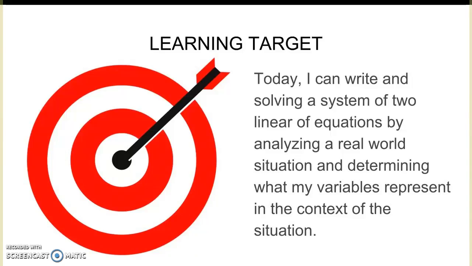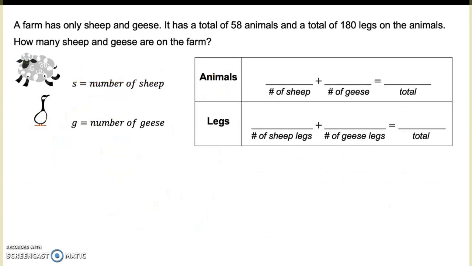All right, students, today we are going to talk about writing and solving a system of linear equations. On your paper, I want you to find the problem that is about the sheep and the geese. You should have folded your paper like a booklet, and this may be on one of the sides. So first, let's read the problem.